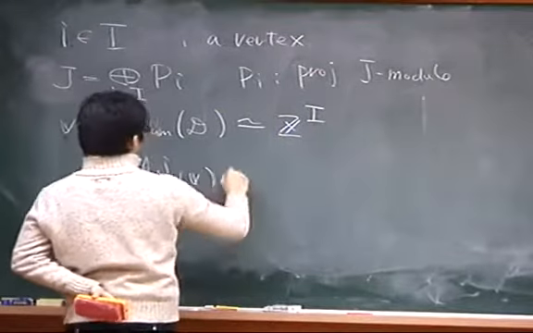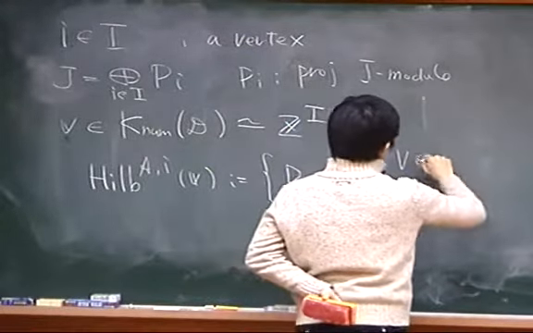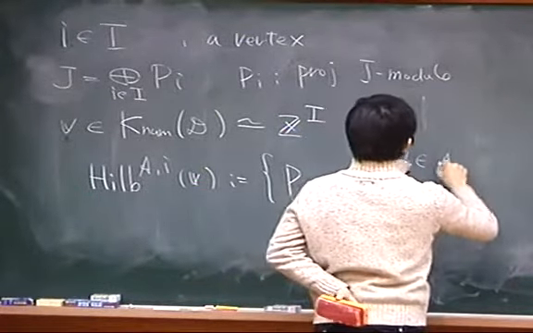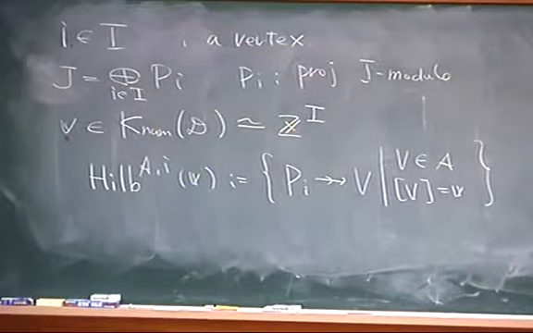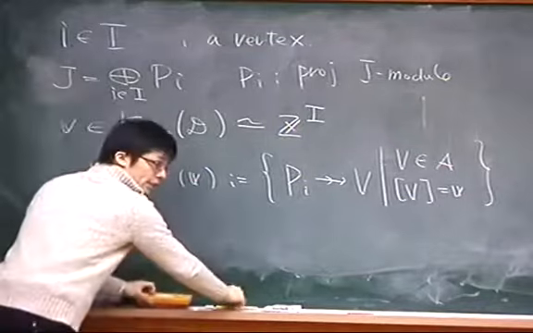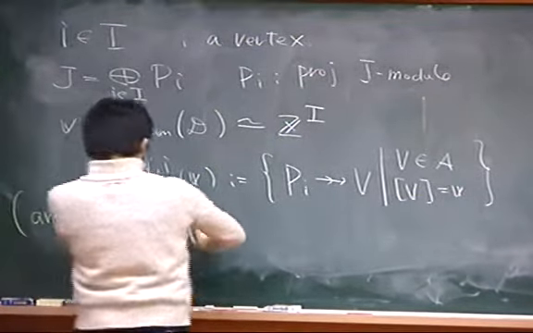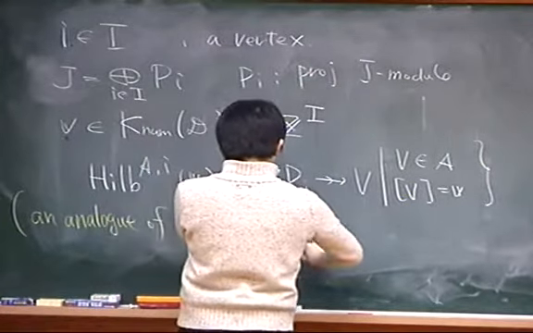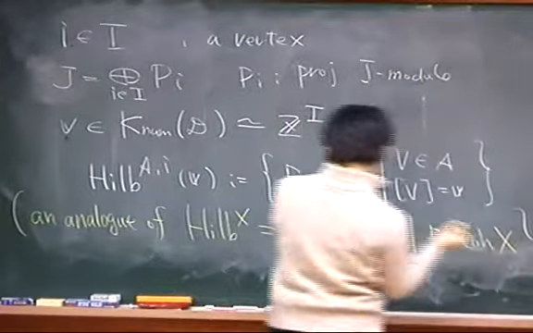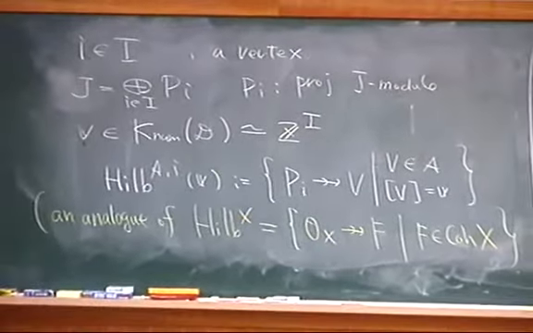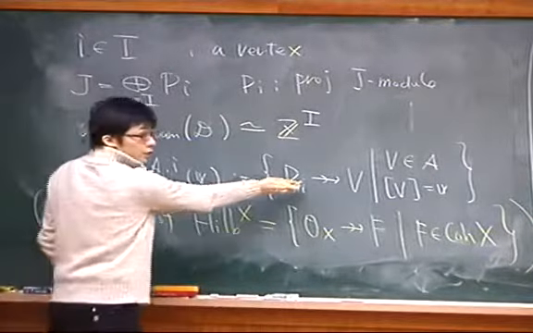the Hilbert scheme, which parameterizes surjections from this projective module to an element in this abelian category A. So this is an analog of the Hilbert scheme on X, which parameterizes surjections from the structure sheaf to a coherent sheaf F. And so the projective module is an analog of the structure sheaf.